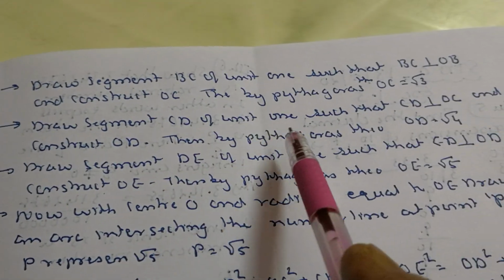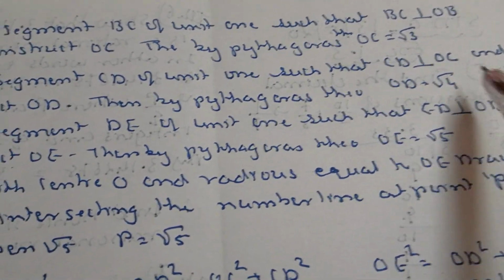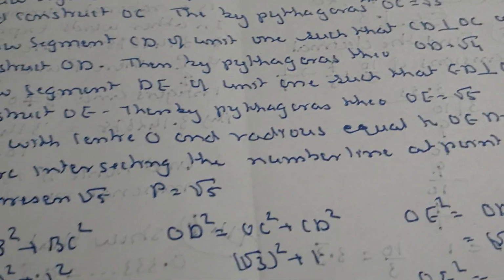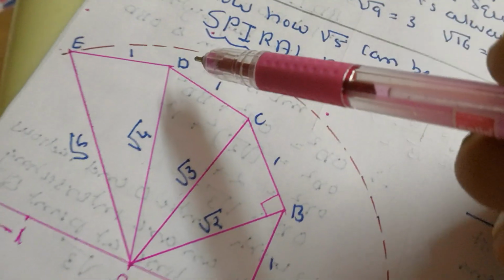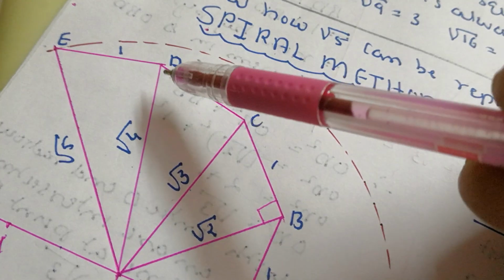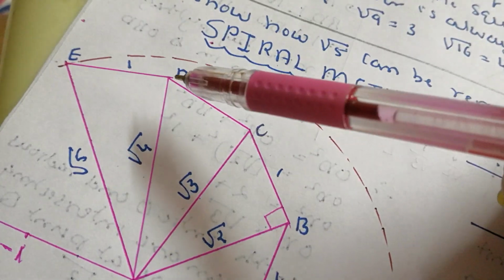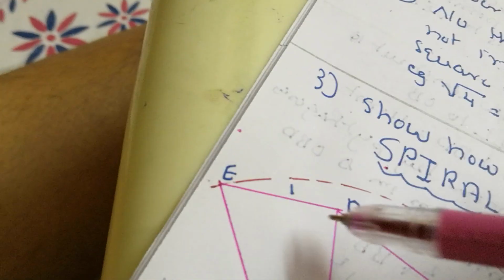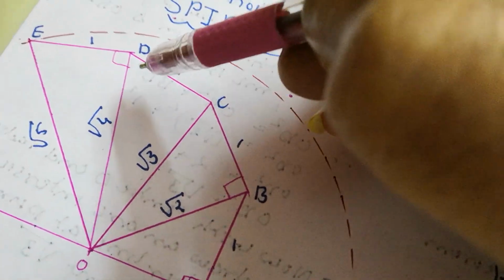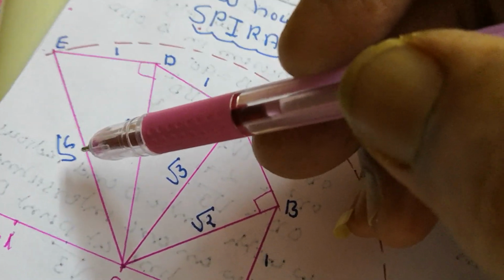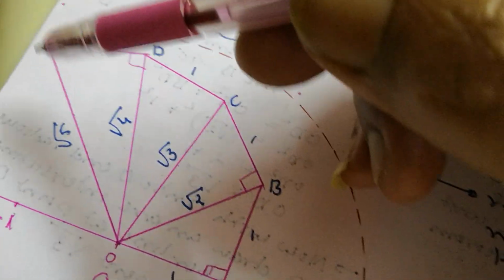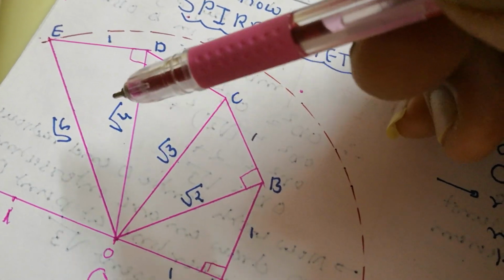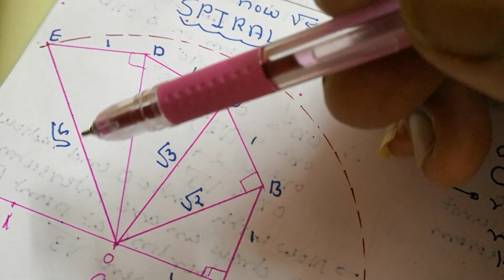Draw a segment CD of unit 1 such that CD is perpendicular to OC and construct OD. Then by Pythagoras theorem, OD is equal to root 4. Now from here again you are going to take 90 degrees and draw DE equal to 1 unit, and in triangle ODE, measure of angle D becomes 90 degrees. So this is 90, so you have to find the hypotenuse. So hypotenuse OE is equal to OD square plus DE square. OD is root 4, so root 4 square is 4, plus 1, that is root 5.